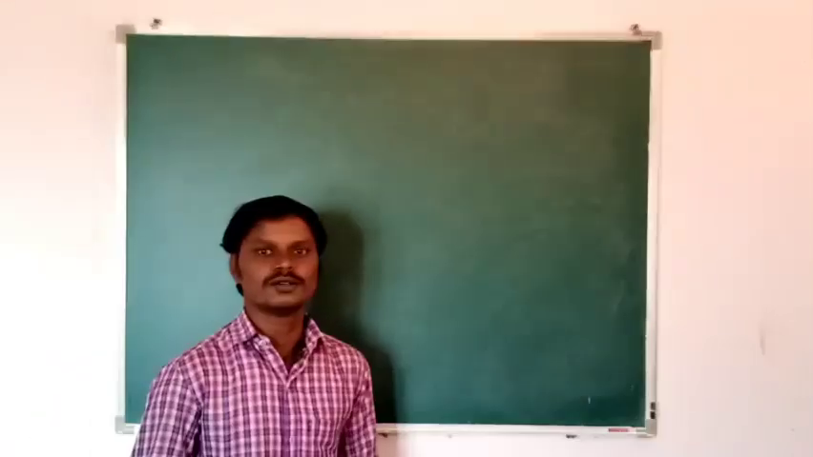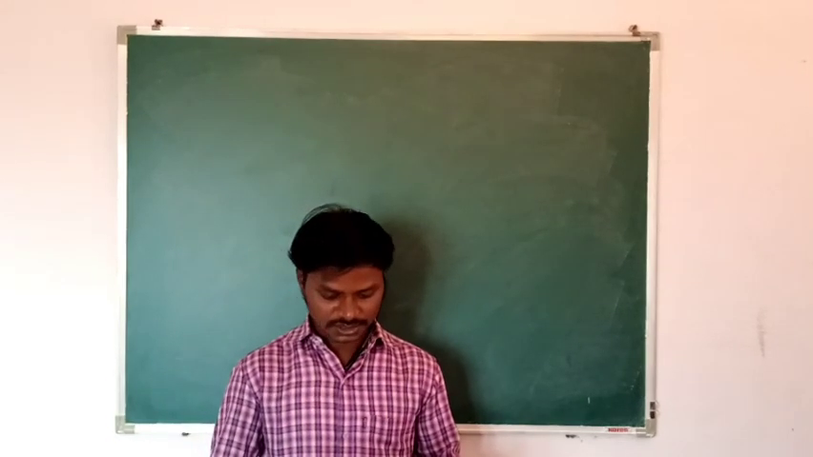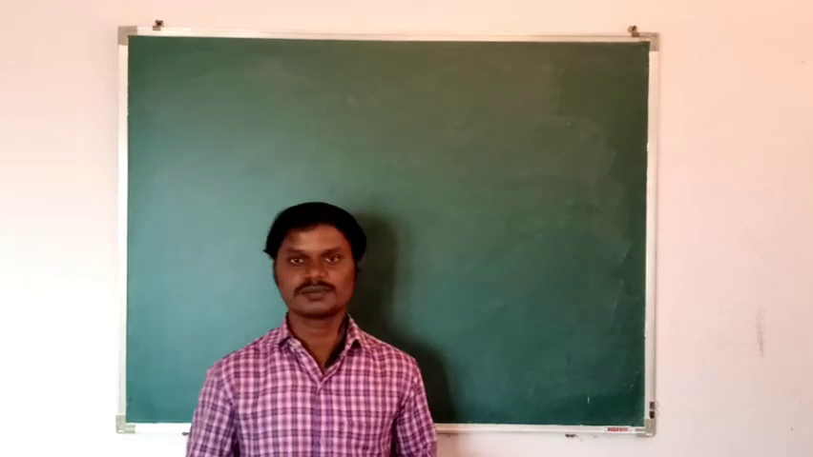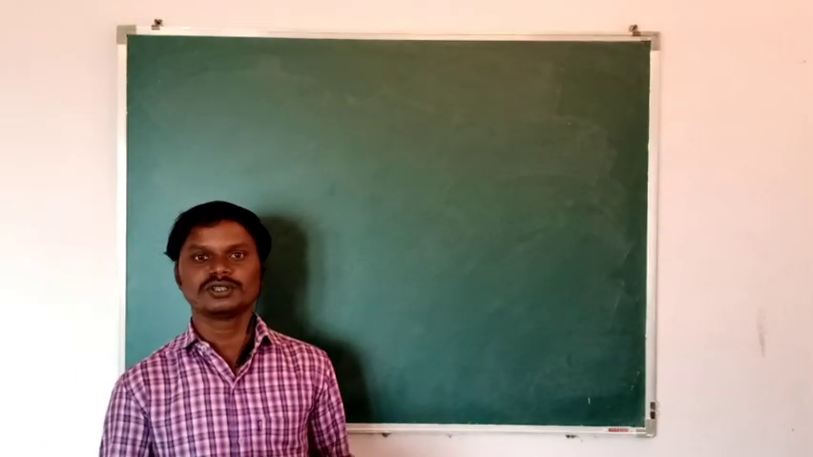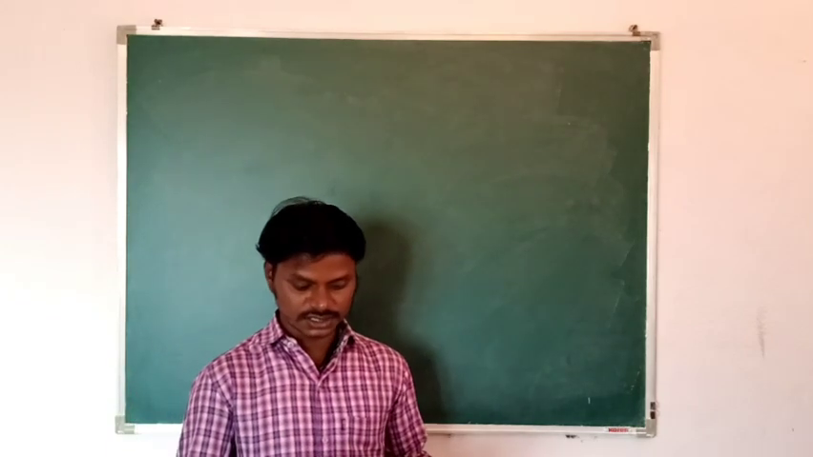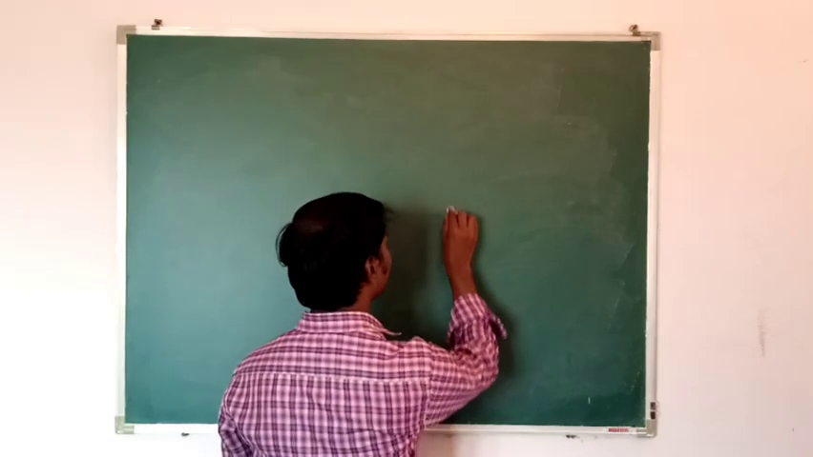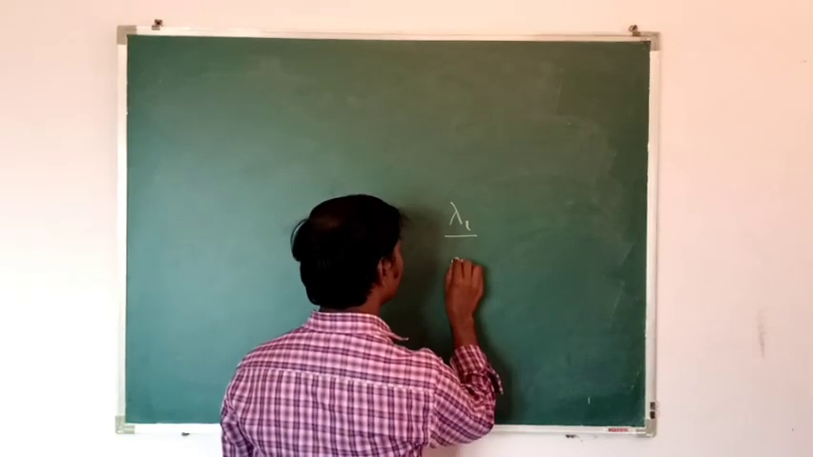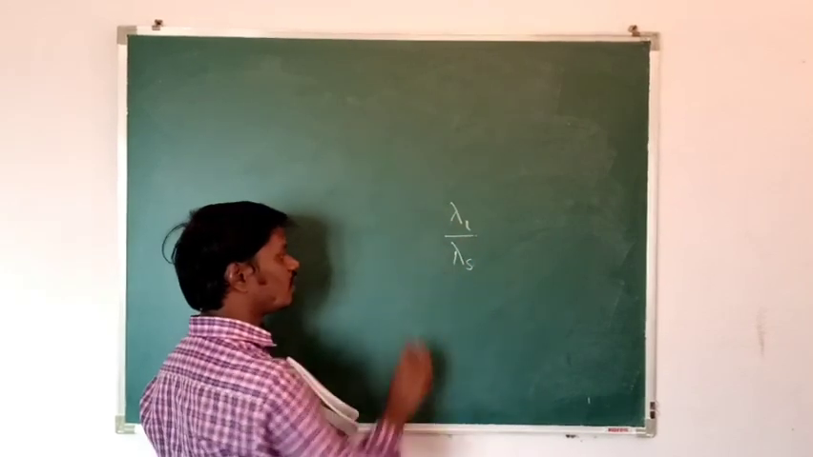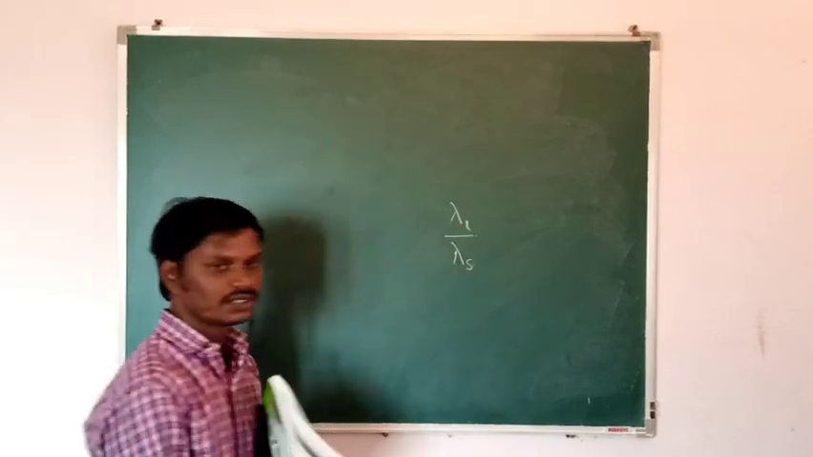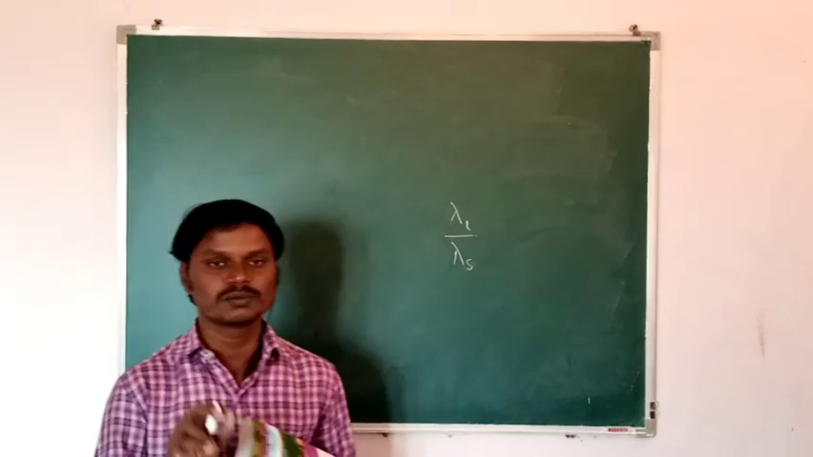Now second question. The ratio of the largest to the shortest wavelength in Balmer series of hydrogen spectra is. Okay. See here. What we have to find here? The ratio of largest and shortest wavelength in Balmer series means we have to find lambda L by lambda S. Lambda L means the largest wavelength, lambda S means the shortest wavelength. And one more thing, listen here, which is the given series? In the problem, Balmer series is given.